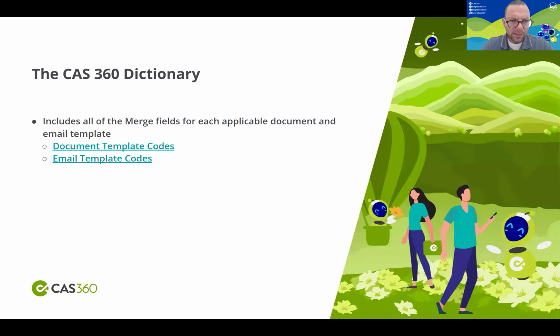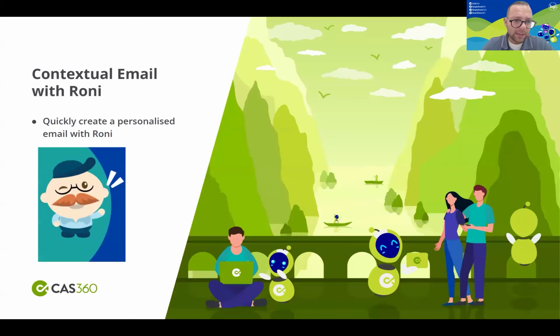As I mentioned, we've got the CAS 360 dictionary. We have mail merge fields for document templates and mail merge fields for email templates as well. Again, I'll bring it up on the screen shortly. And lastly, as I said, we will be meeting Ronnie this afternoon, and he will rewrite our contextual email for us to make it more personalized and detailed for our client.